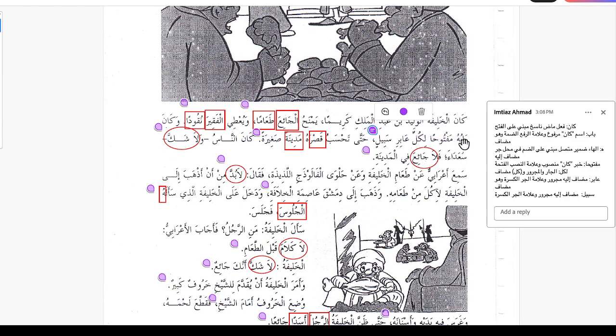So we can put i'rab on this sentence. So kana, we know, fe'lun madin nasikhun mabni alal fathi. So this is the fe'lun nasikh, fe'lun madin nasikh. And babu is ismu kana marfun wa alamatu rafi ad-damma, and then babu is mudaf, and al-hawu damirun muttasirun mabni ala dammi fi mahalli jarrin mudaf alayhi. Maftuhan is khabru kana mansubun wa alamatu nasbi al-fatha.